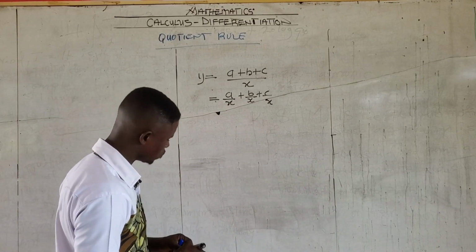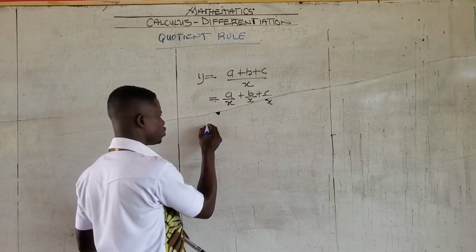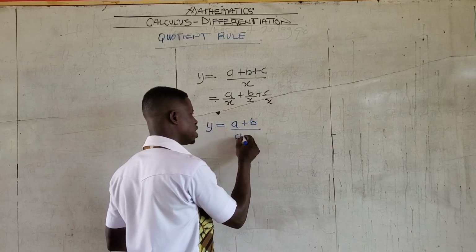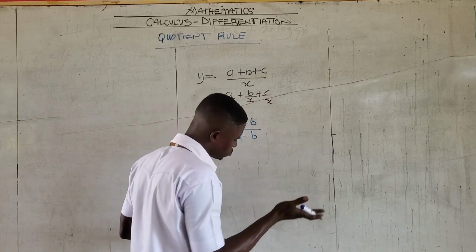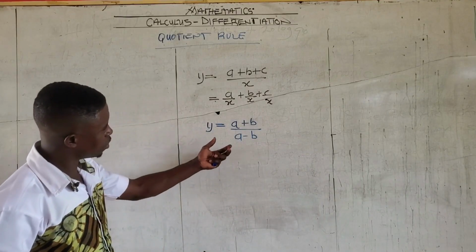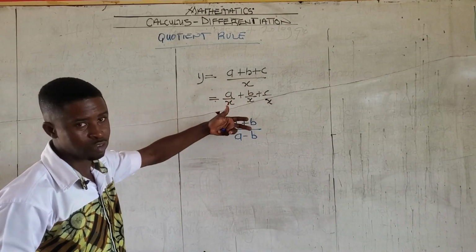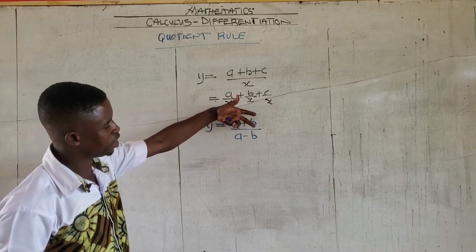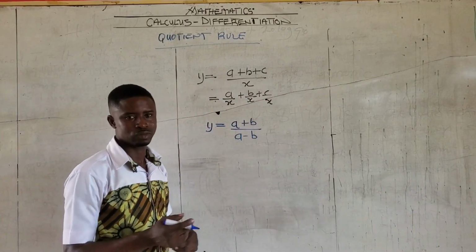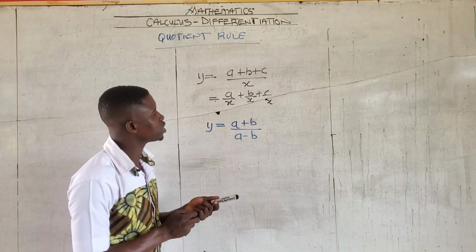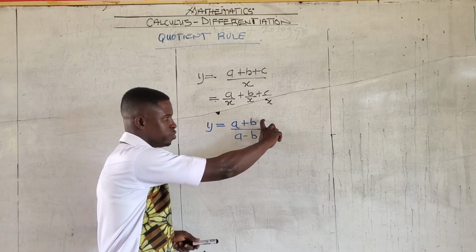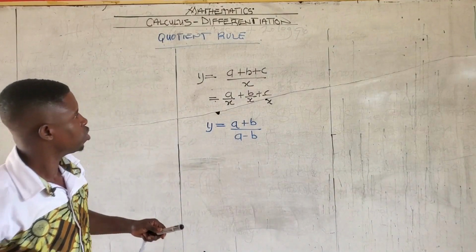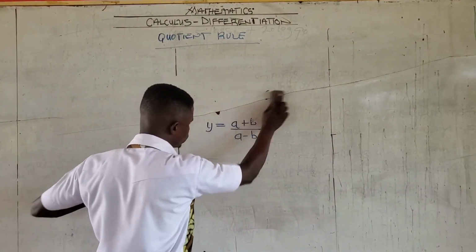So now the question is, what if we have expressions of the form y is equal to a plus b divided by a minus b? In this case, applying this concept will be a bit difficult. And so this is where the quotient rule comes in, where you cannot do the simple divisions. We apply the quotient rule in solving expressions of this nature. All right, so let's look at the quotient rule.